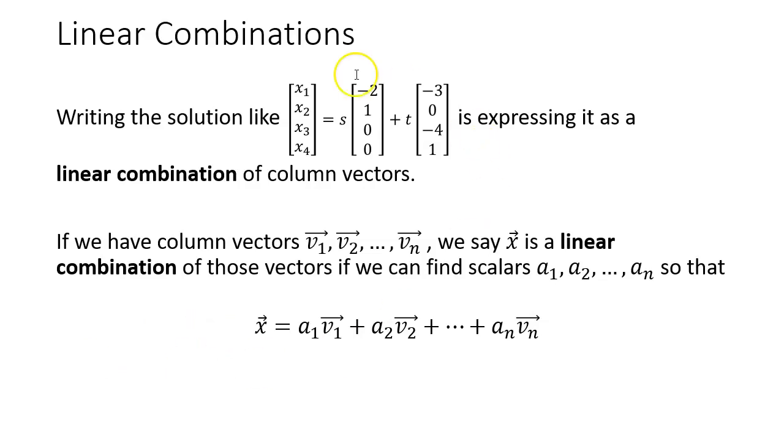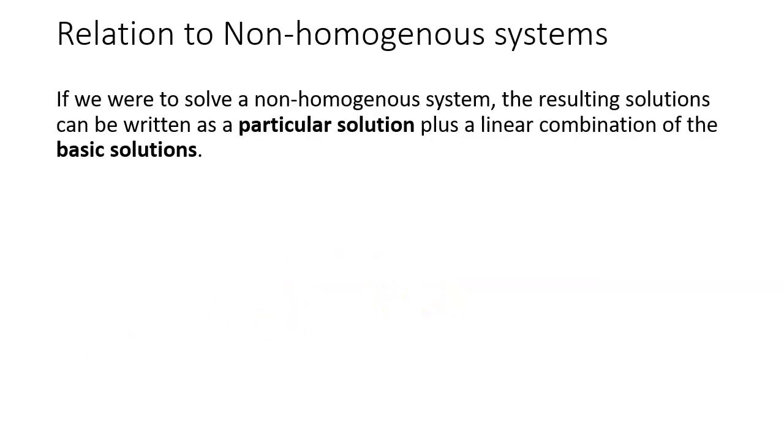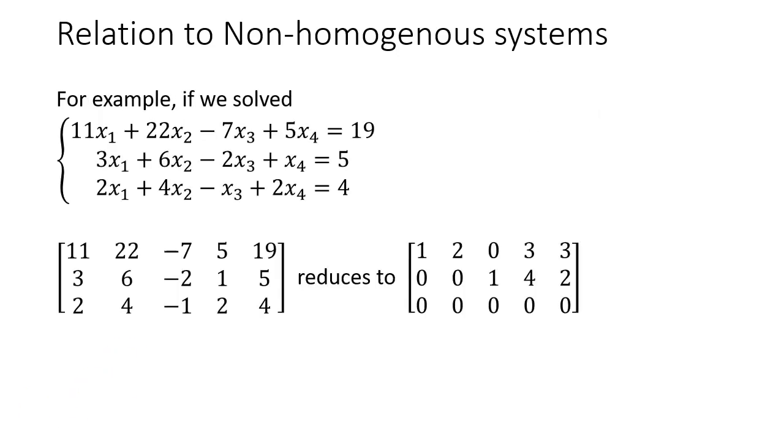So this gives us an idea of how homogeneous equations are solved. How does this relate to solving a non-homogeneous system? It turns out that if we solve a non-homogeneous system, the resulting solutions can be written as a particular solution, so some other solution, plus a linear combination of the same basic solutions that we got out of the homogeneous system. So let's take a look at that.